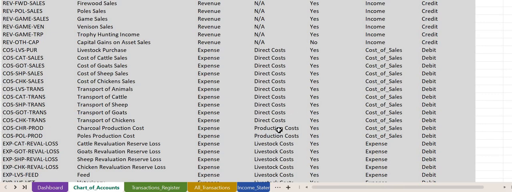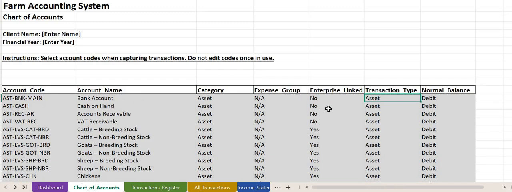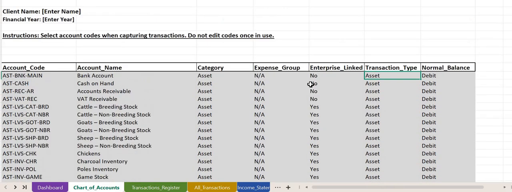As an example, it's a direct cost, a production cost, livestock cost. And then also, should that account be linked to any enterprise. So you see some say no, for some the answer is yes. For example, the bank is a no because it is not linked to a particular enterprise. It runs the operations of the entire farm. But when it comes to the asset of livestock like goats and sheep, yes, those can be linked to these enterprises.